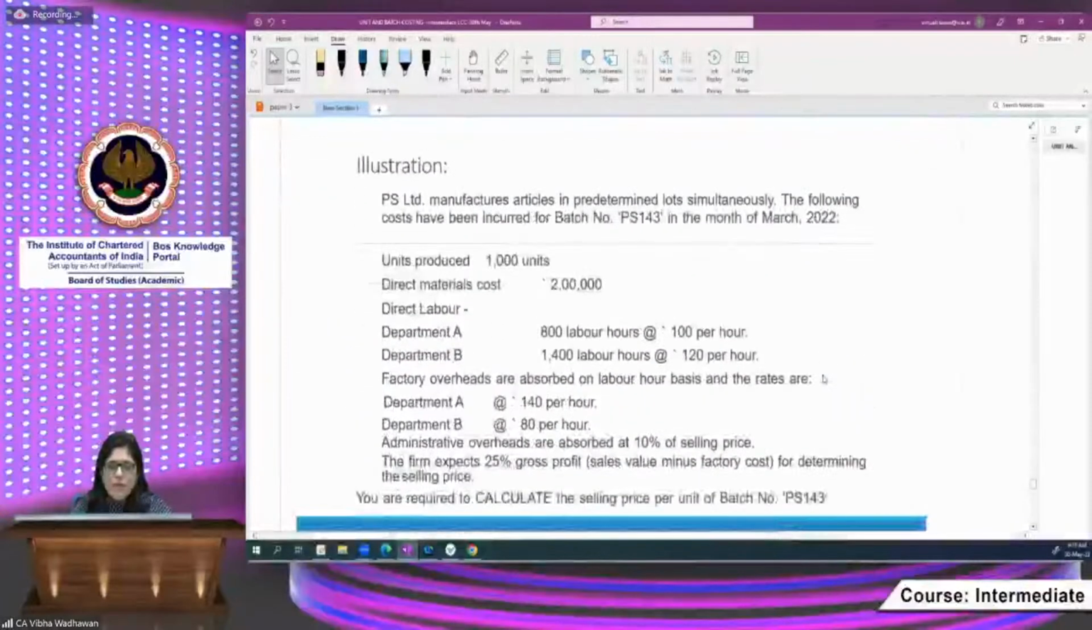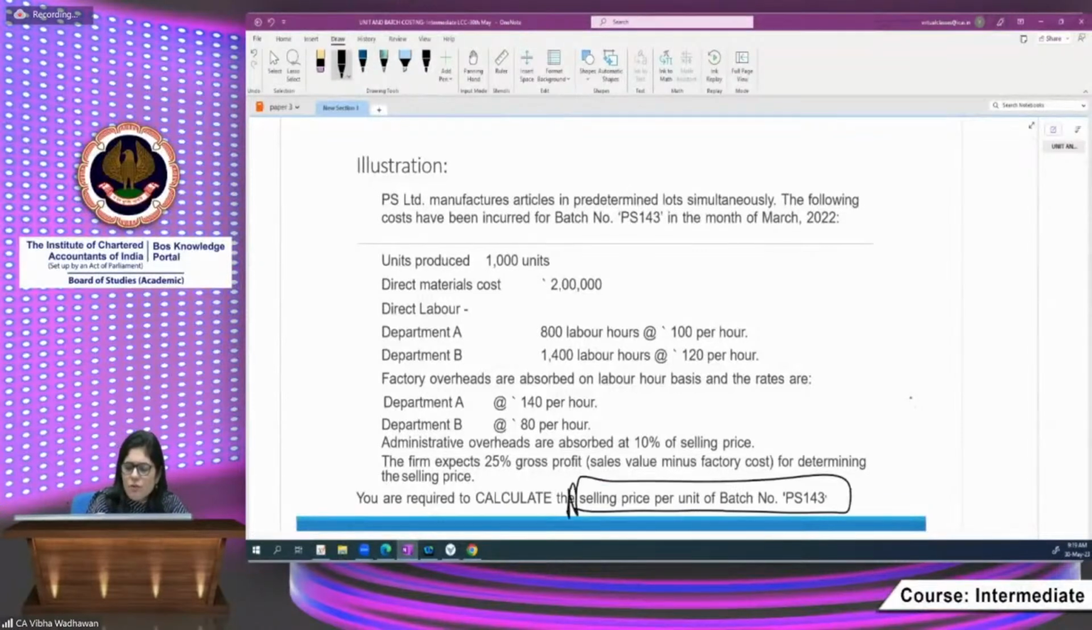All right. So I think this should be the last illustration for the session. Just take a note of this. This is a good practice question. You have to calculate the selling price per unit. Just see what you have to calculate and then understand the question. So you have to calculate the selling price per unit. Now approach the question in that manner.